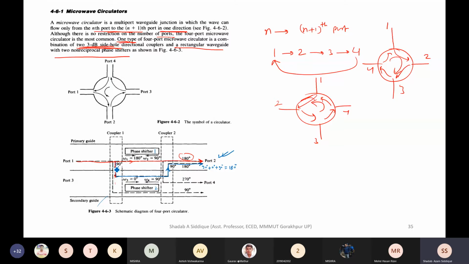Now we will see the second one. So second one we are having the wave which is coming from this directional coupler which leads to 90-degree phase shift, and the phase shifter will provide you 0 degree.